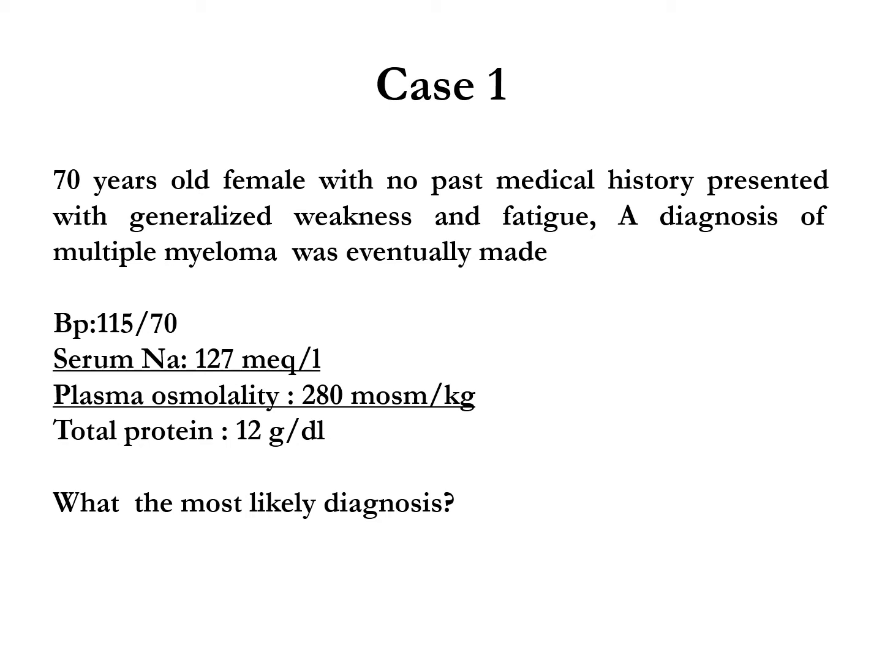So let's look at serum sodium. It is 127 milliequivalent per liter, so it is a case of hyponatremia. To differentiate between true hyponatremia, pseudo hyponatremia, and translocational hyponatremia, we look at plasma osmolality. Here, plasma osmolality is 280 milliosmol per kg, so it is a normal plasma osmolality. So it is a case of hyponatremia with normal plasma osmolality, so it is a pseudo hyponatremia. Here the total protein is 12 gram per deciliter. There is a hyperproteinemia due to multiple myeloma.